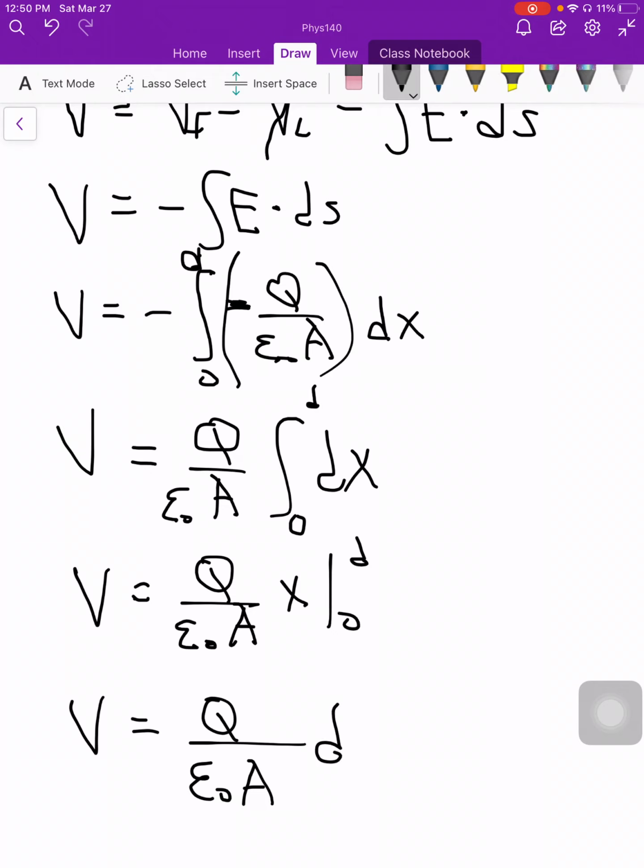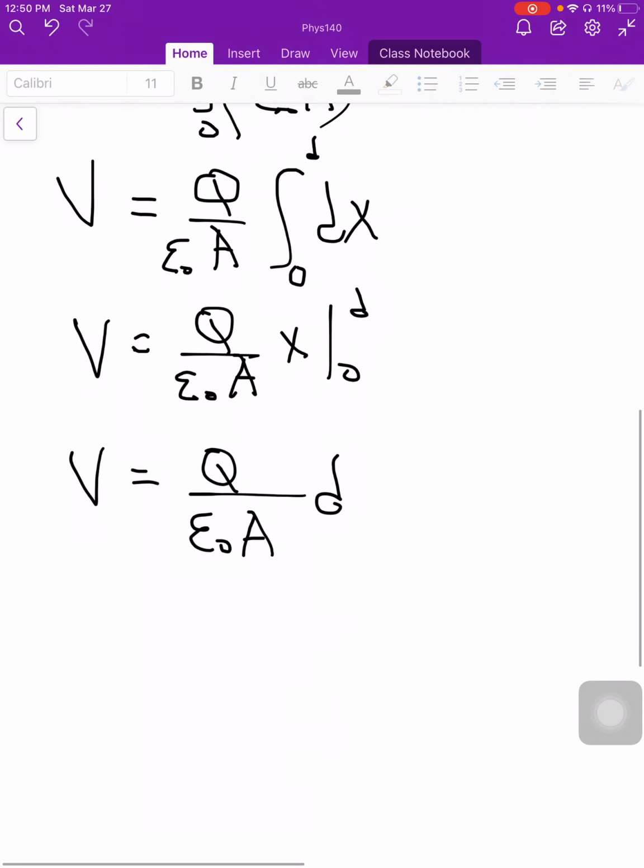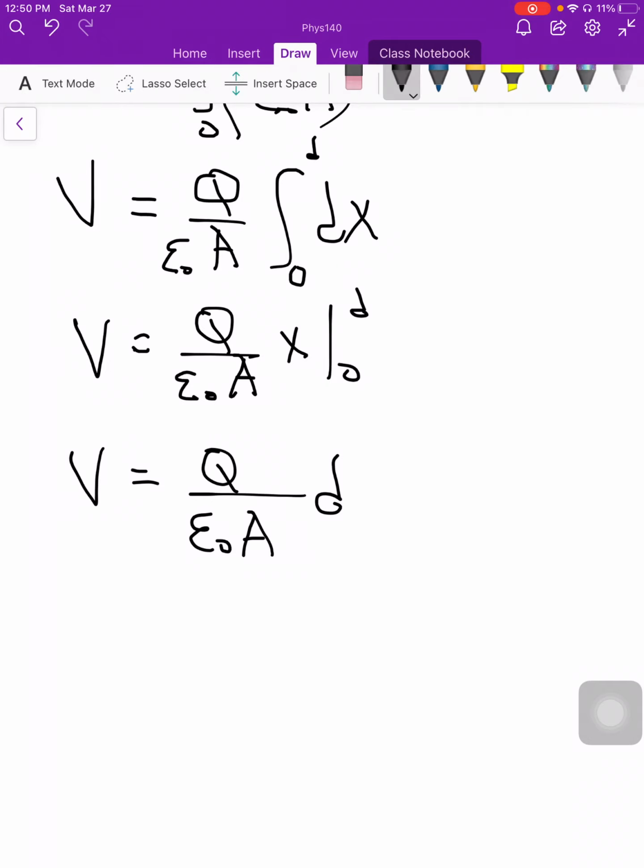And notice then I can just plug back in if I want to. I know that Q over epsilon naught A is just E, so this becomes V is equal to E times d. And d can be in any direction, so I could make that s if I wanted to. But basically, it's the magnitude of the electric field times the distance between the plates.